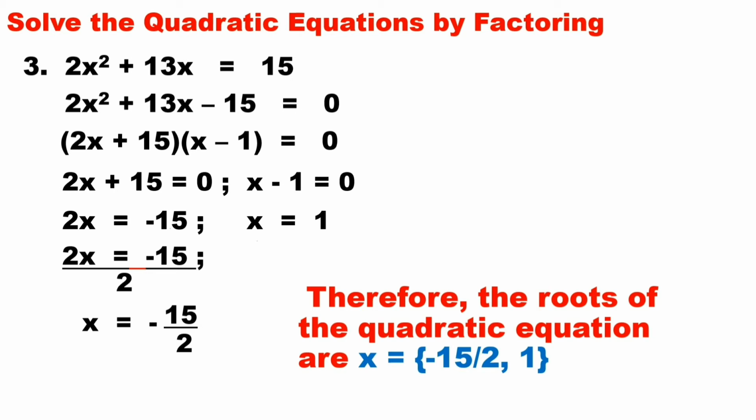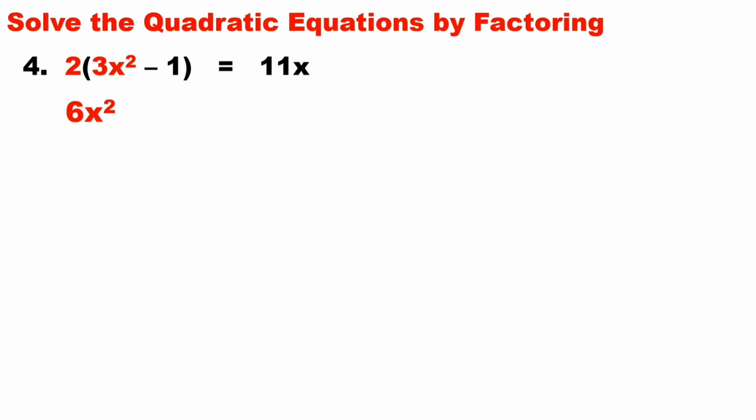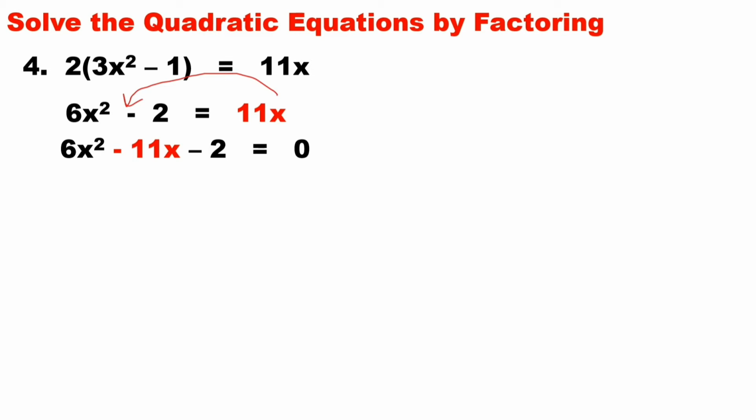Fourth and last problem for this video, solve by factoring 2 quantity 3x squared minus 1 equals 11x. To change to its standard form, first remove the parentheses by distributive property. 2 times 3x squared equals 6x squared. 2 times negative 1 is negative 2. Then, transpose positive 11x to negative 11x to the left.